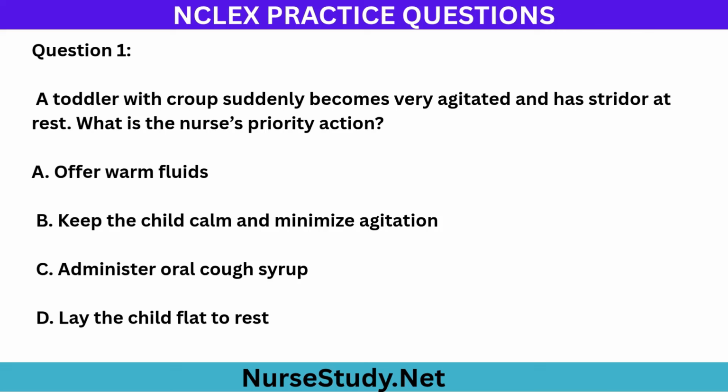NCLEX style practice questions. Question 1. A toddler with croup suddenly becomes very agitated and has stridor at rest. What is the nurse's priority action? A. Offer warm fluids. B. Keep the child calm and minimize agitation. C. Administer oral cough syrup. D. Lay the child flat to rest.